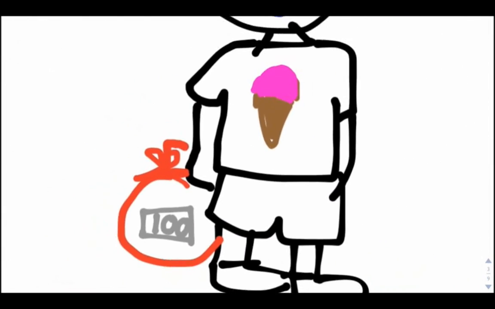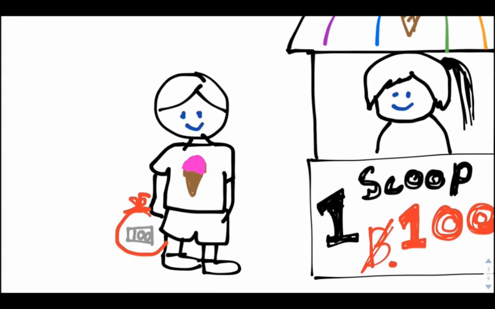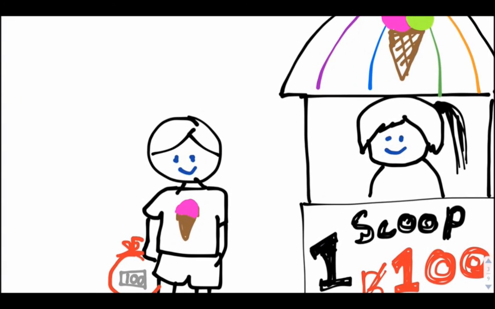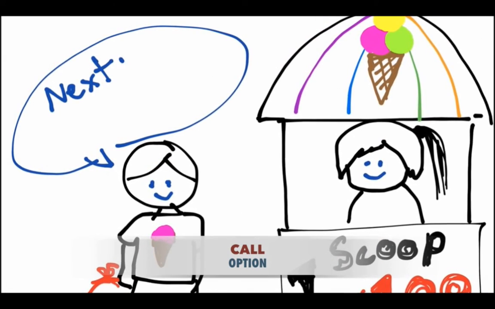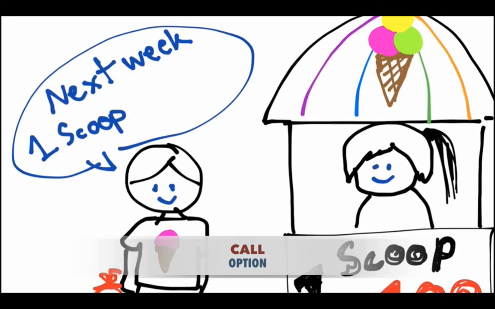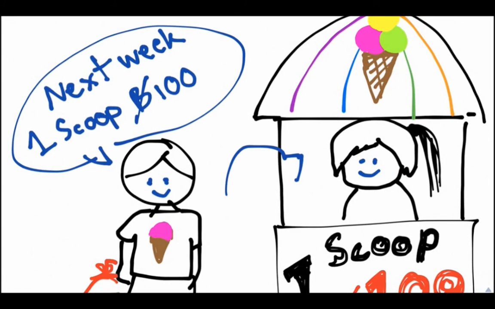Now Mr. A is worried about the price of ice cream next week. If it is going up, then he will not be able to buy it. So he decided to make a contract with the ice cream seller. Hello there. Next week, can I buy a scoop of ice cream for 100 baht? Well, okay, I will give you this contract, but you have to give me 5 baht first.